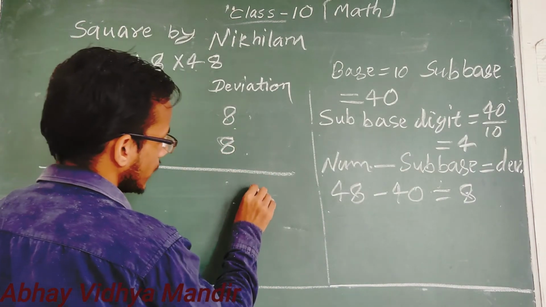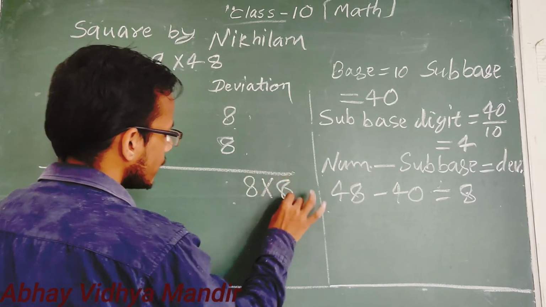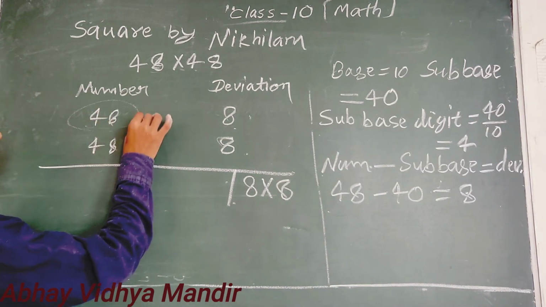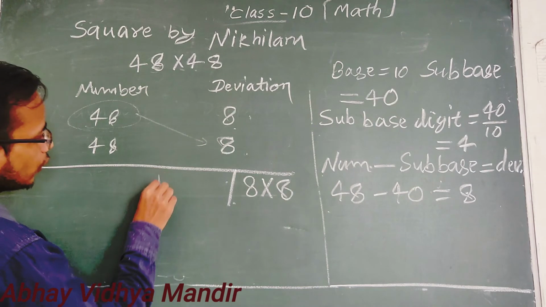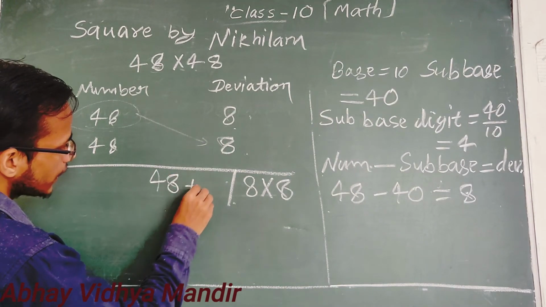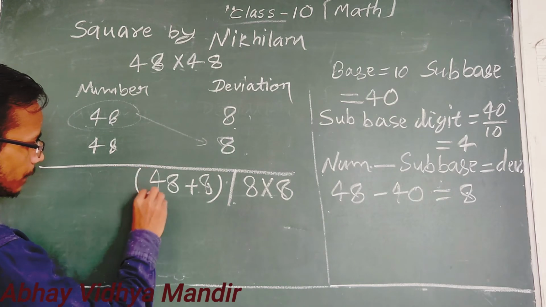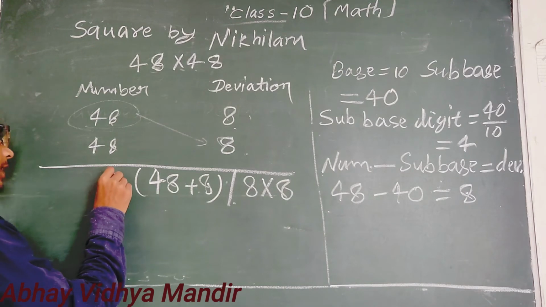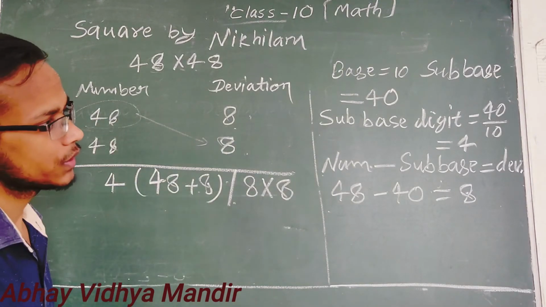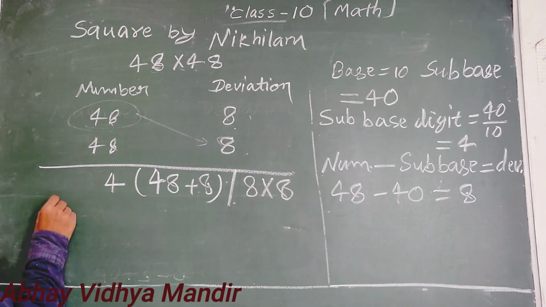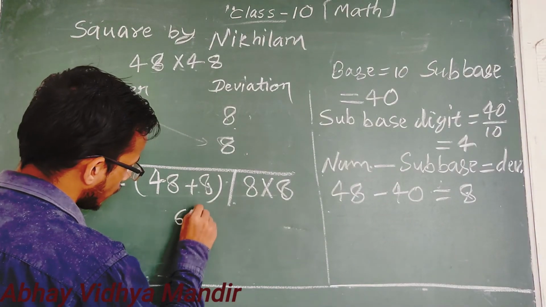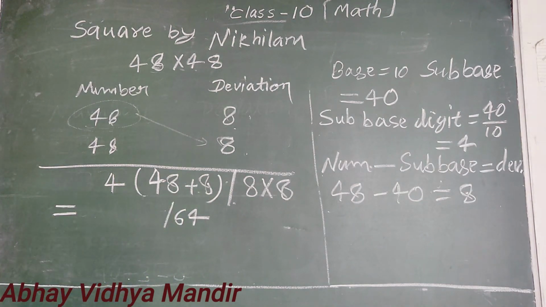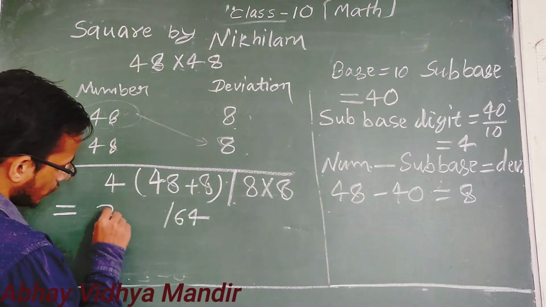8 into 8, 8 into 8, oblique. Add the opposite number to its deviation: 48 plus 8. And multiply with the sub-base digit. Sub-base digit is 4. So after solving it, you will get 64 oblique. This is 56. 56 multiplied with 4, so 224.